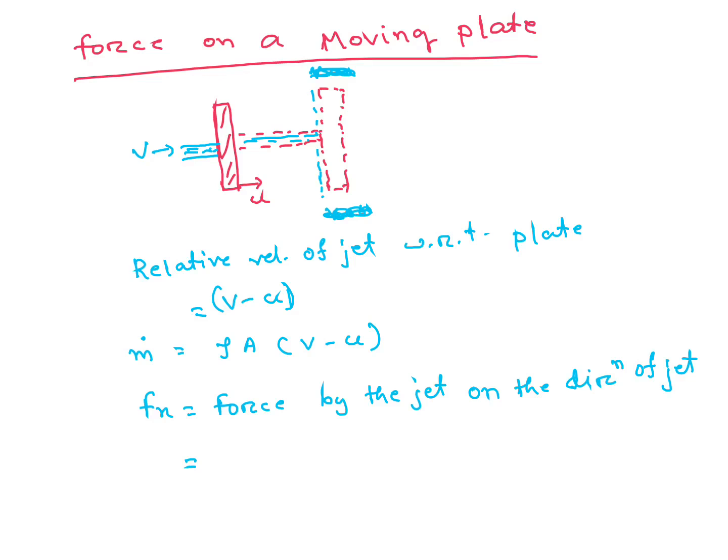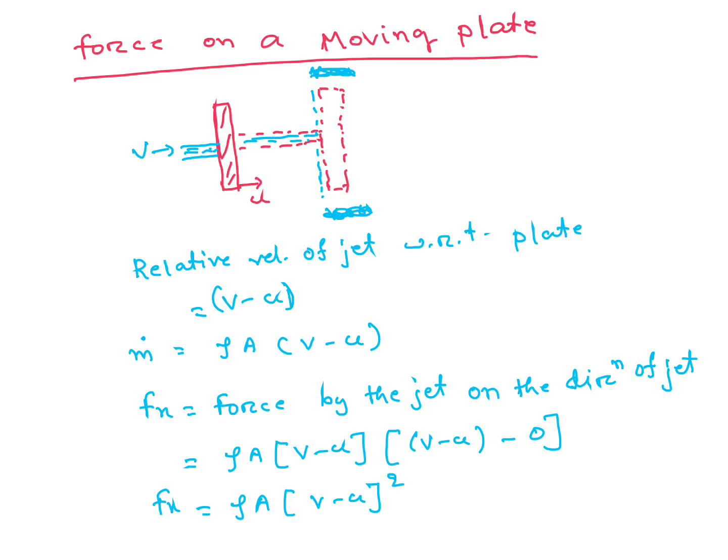Then Fx equals the force by the jet in the direction of jet. They once asked this question in the ISRO examination, so this is very important. Here m dot is rho a into V minus u. Initial velocity is V minus u in the direction of jet, and the final velocity in the direction of jet is 0. So Fx is rho a (V minus u) square. This formula we have to use in solving problems.